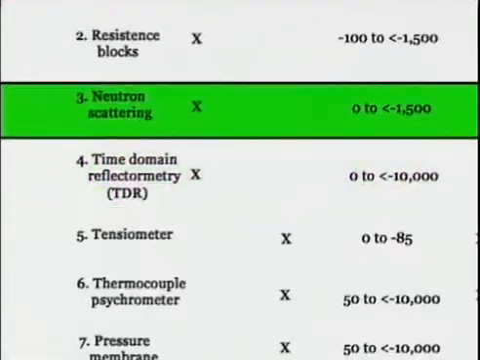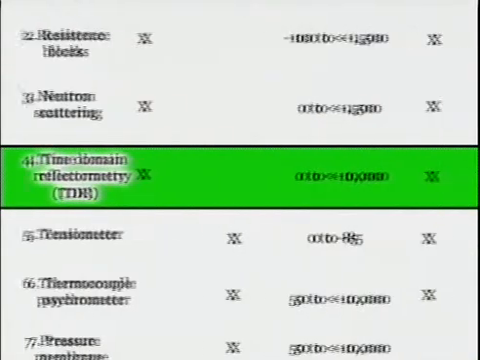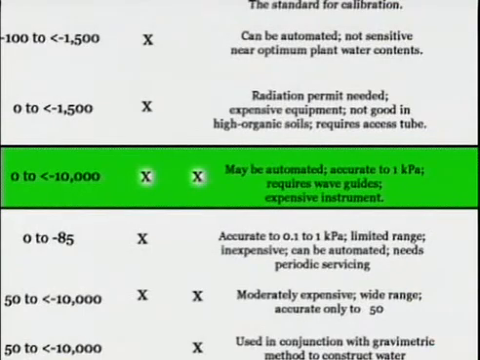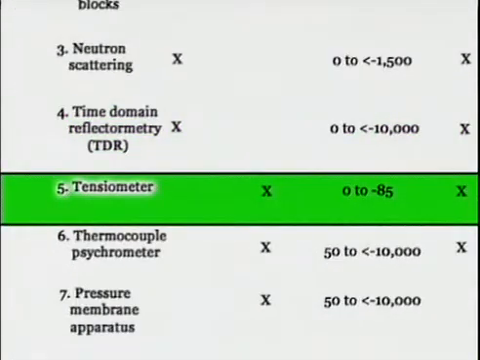I'm not going to talk too much about TDR, or time domain reflectometry. It is a relatively new technique. It has application for both field and lab. It's very expensive instrumentation, and it's something that is not that commonplace in the market at this point in time. A technique that has been used for a good many years and is continuing to be utilized is called a tensiometer.